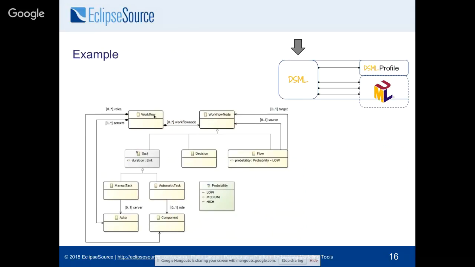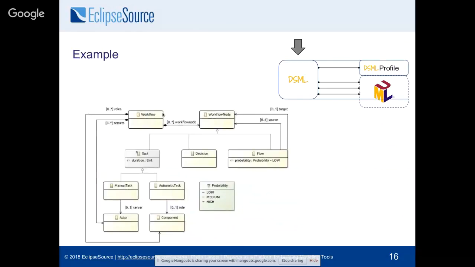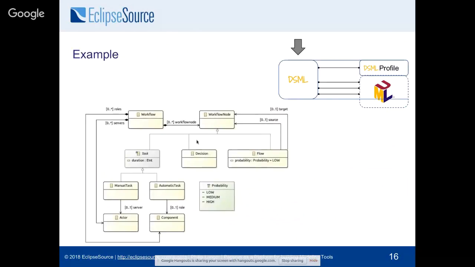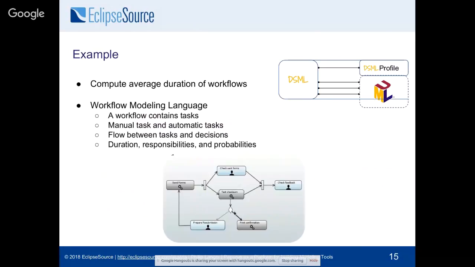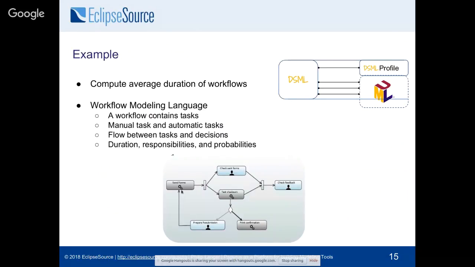So we have a workflow, which encapsulates this entire workflow. Then this workflow consists of workflow nodes. So any of these things that are in my workflow are workflow nodes. These things in the workflow can either be tasks, like these two here. They can be decisions, like this part here, or they can be flows, like the connecting lines between those tasks.